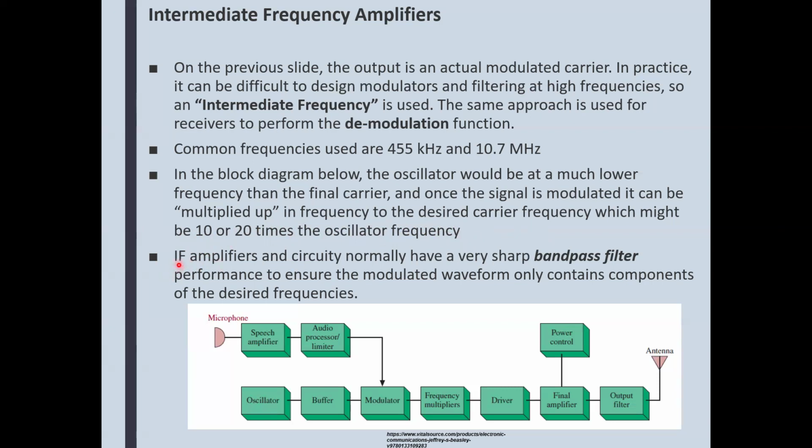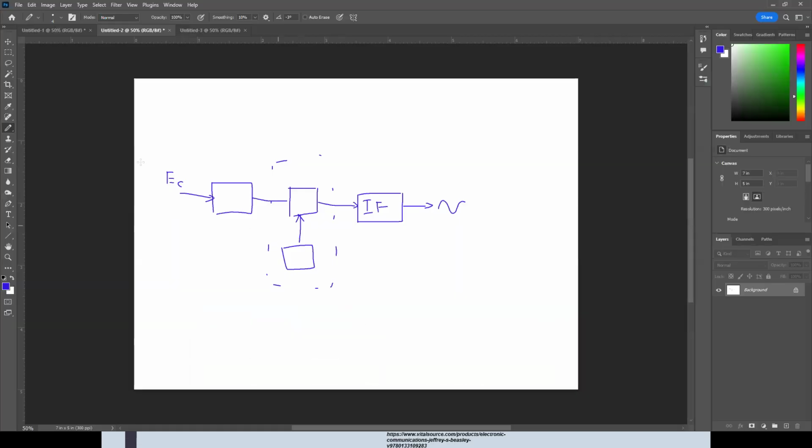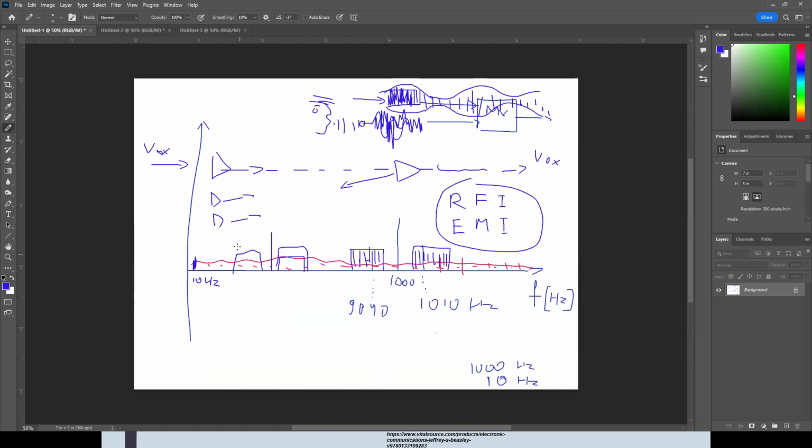IF amplifiers, this is not "if", this is intermediate frequency. IF amplifiers and circuitry normally have very sharp band pass filter performance to ensure that the modulated waveform can only contain components of the desired frequencies. Why do we need that? Because of this.